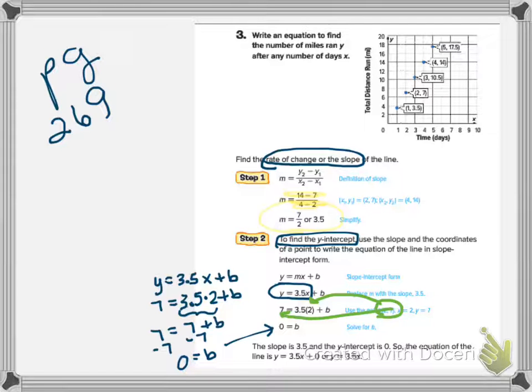So the slope is 3.5 and the y-intercept is 0. And so the equation of the line is y is equal to 3.5x plus 0, or just 3.5x. Now that y-intercept of 0 does tell you that the graph is proportional.